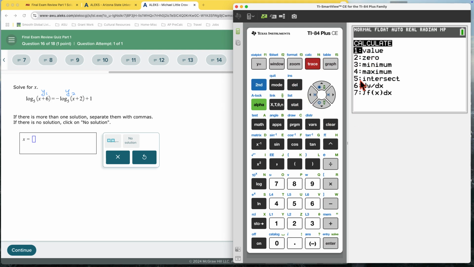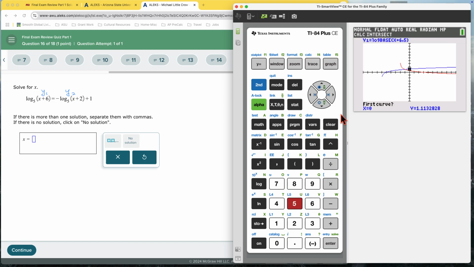So to find the intersection graphically, we go second calc. And there is a tool called intersect, number 5. We're on the first curve. We hit enter. It asks, is this the second curve? And notice it's gone to the red one, the y2. We say yes, that's it. And for the guess, we hit enter one more time. We've got an intersection when x is -1, y is 1. Now that is our solution.